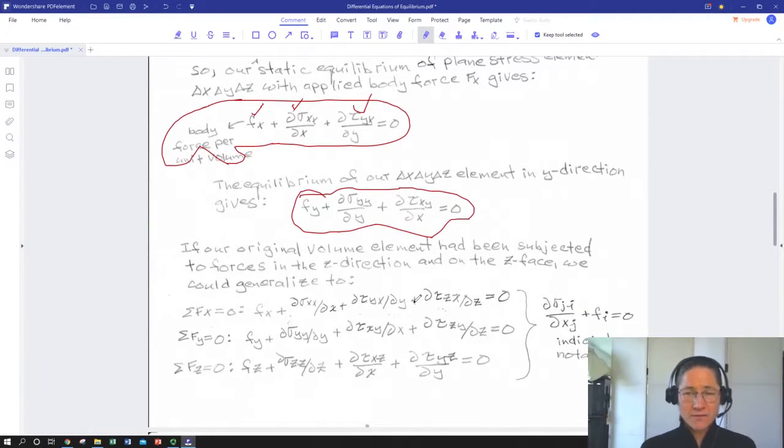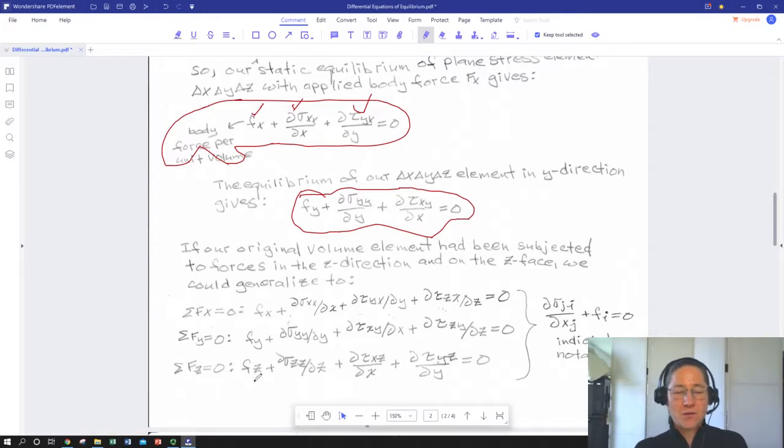We only looked at forces in the x and y direction. We could extrapolate this very easily to a case of forces in the z direction. We would just get the body force per unit volume going in the z direction, the rate of change of the normal force on the z face in the z direction with respect to z, and then the shear force in the z direction on the x face with respect to x, shear force in the z direction on the y face with respect to y.